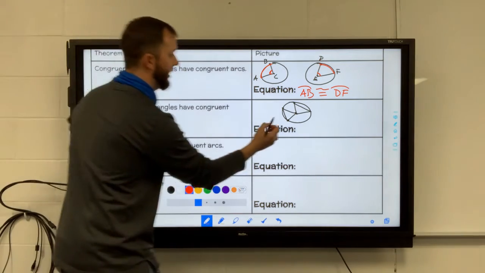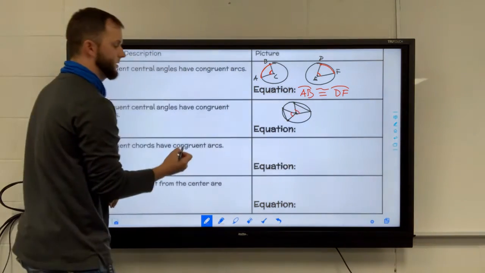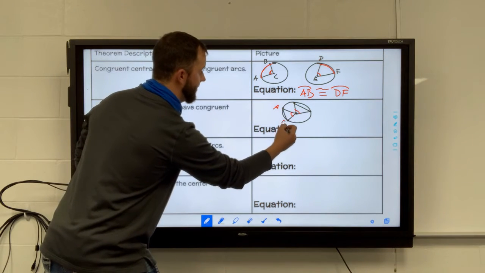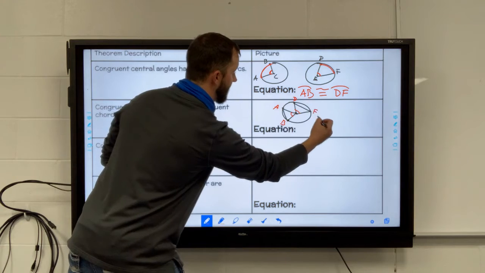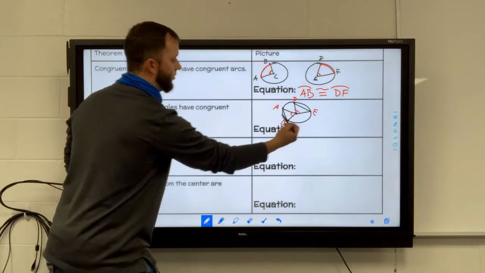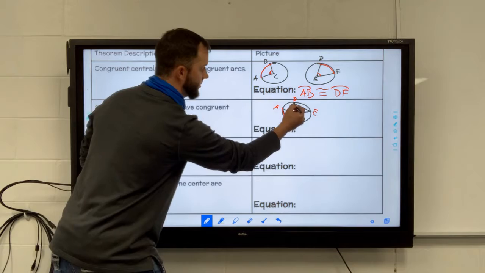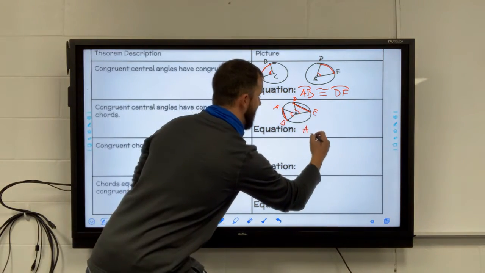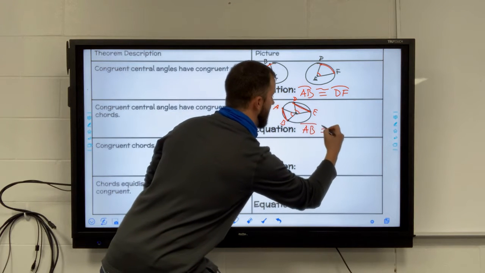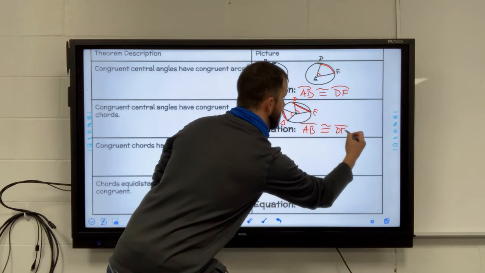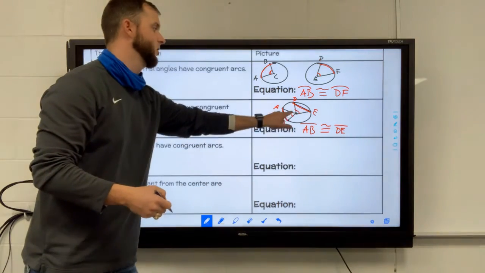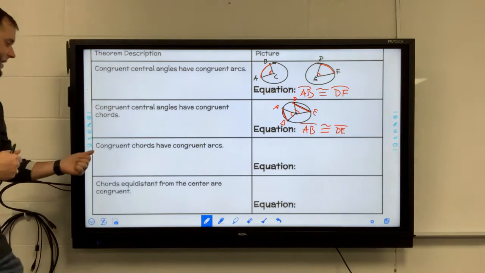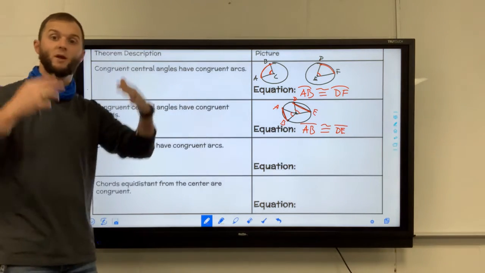So in this example, if the central angles are congruent, then my two chords are congruent. I'm going to label this AB, and this DE right here. Since my central angles are congruent, my two chords would be congruent as well. The chords are line segments, so line segment AB would be congruent to line segment DE, because since the central angles are congruent, the two chords are congruent as well, okay?